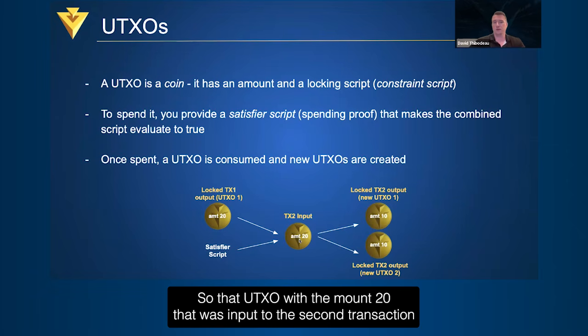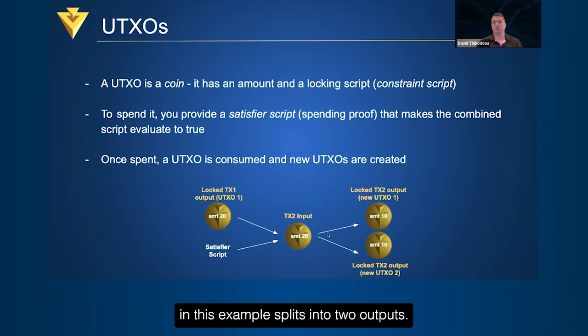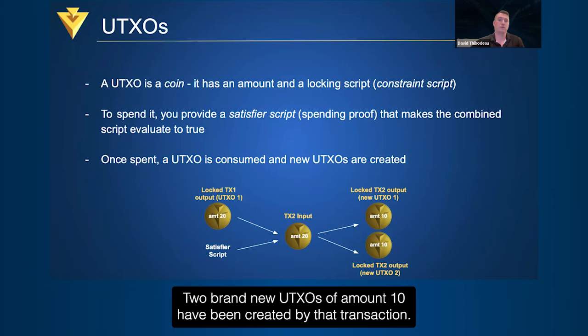So that UTXO with amount 20 that was input to the second transaction, in this example, splits into two outputs. Say one of those outputs goes back to me, one of them is sent to somebody else. They're both of amount 10, and that original locked UTXO1 has been destroyed. Two brand new UTXOs of amount 10 have been created by that transaction.